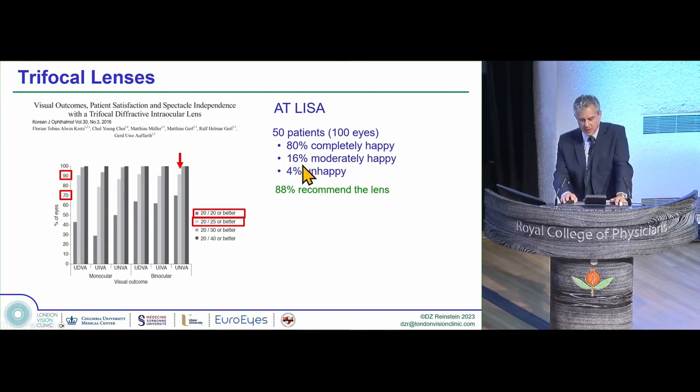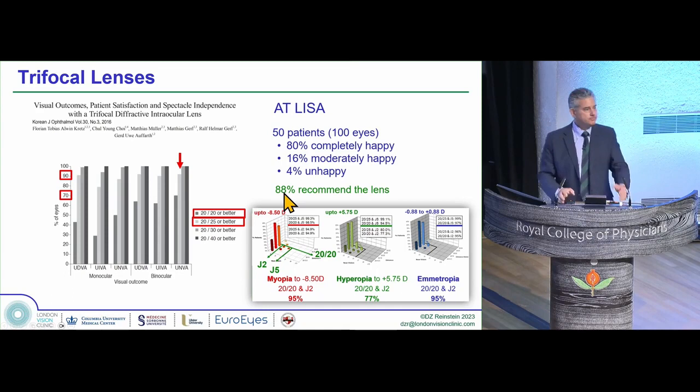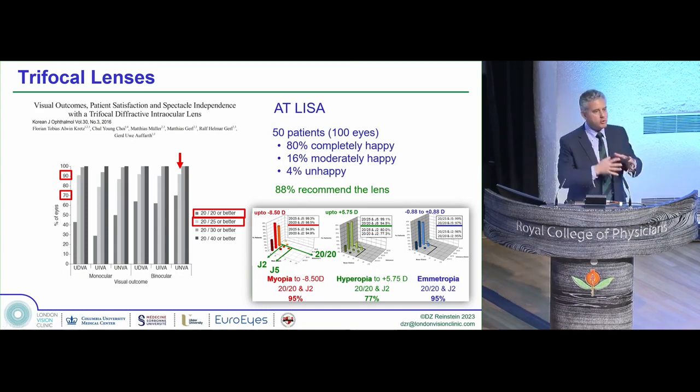But here's what's interesting. Despite the fact that 20% were moderately unhappy or unhappy, 88% still recommend it to a friend. Now, what's going on there psychologically? What's going on is they don't know there's an alternative. That's what's going on.